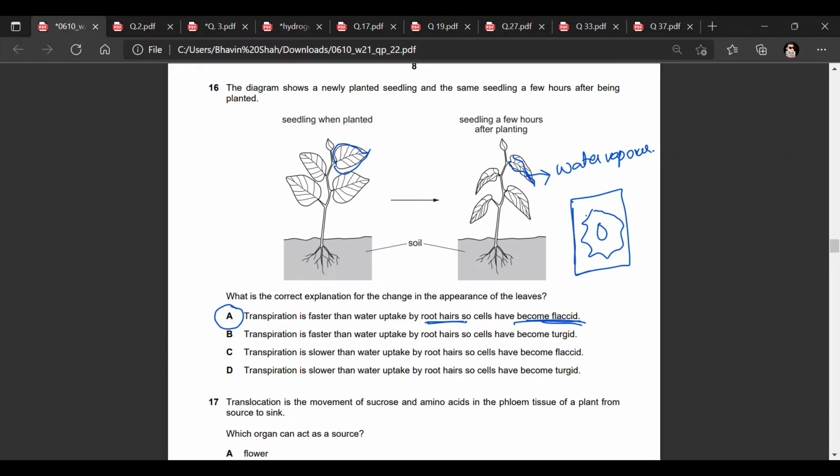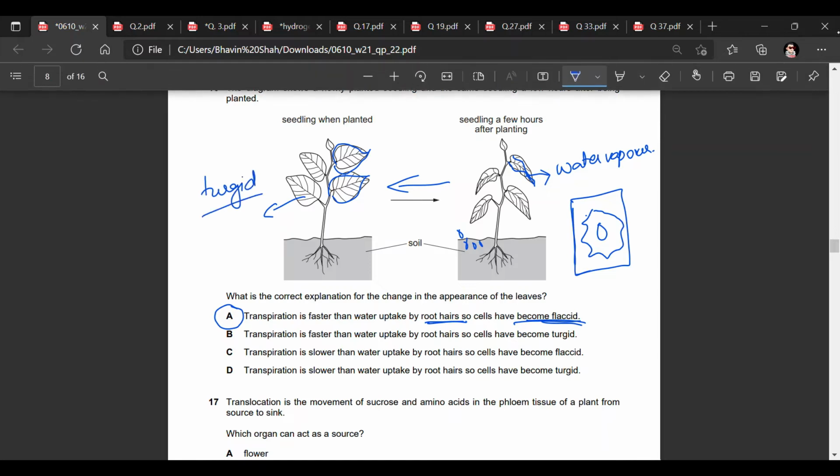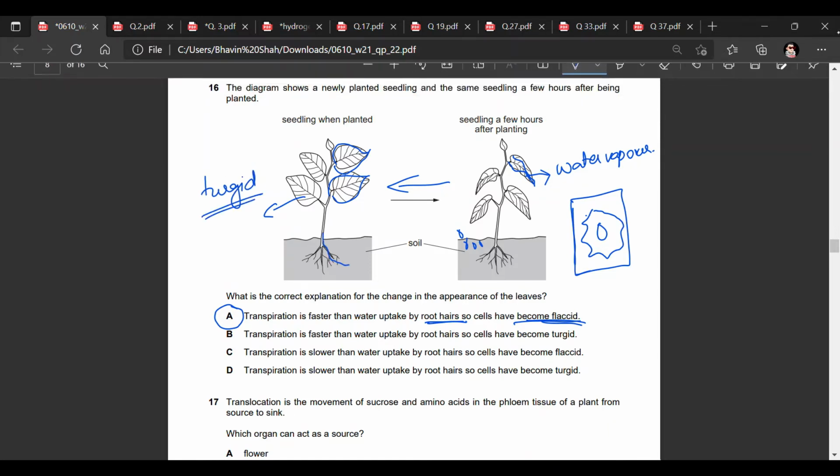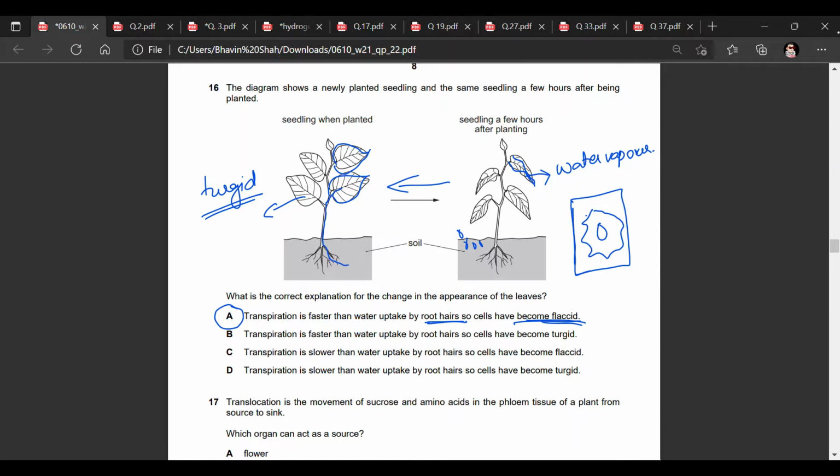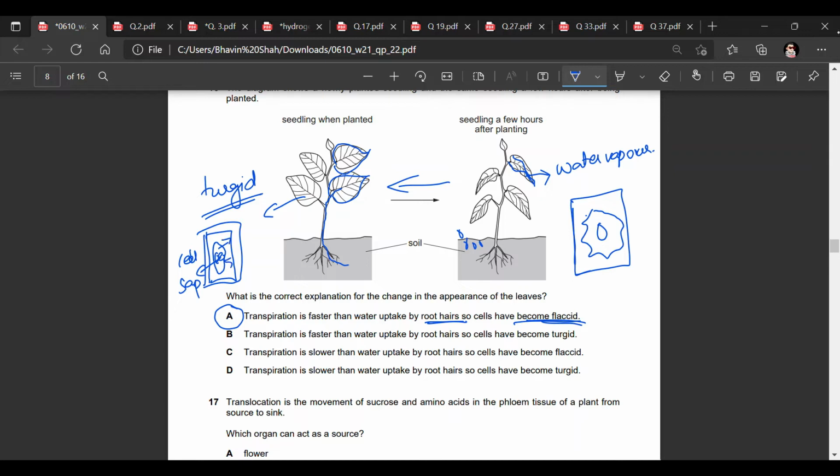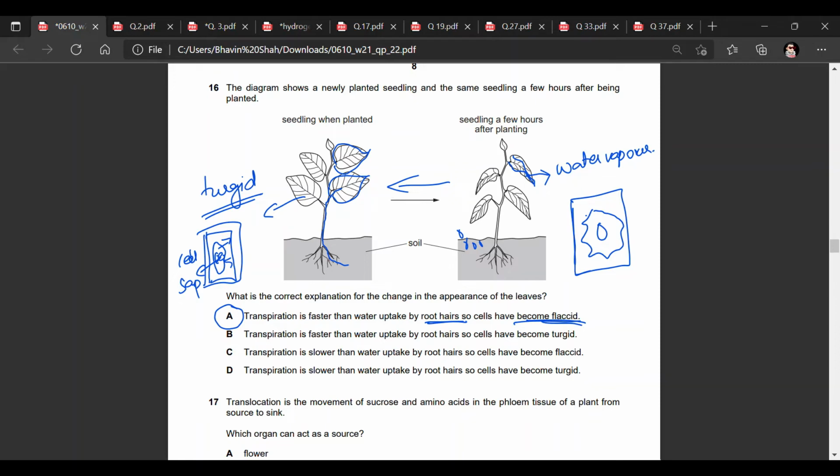If we look at the reverse condition, if I put water in this soil, after some hours it is going to return to this condition again. What is this condition called? This is called turgid. The water will travel from the root into the leaves. If you look at the cell again, it is going to be pushed back to its normal position. The water will fill the part called the cell sap, and it will push the shape out and the cell will become turgid again. So the condition in the question is the flaccid condition.